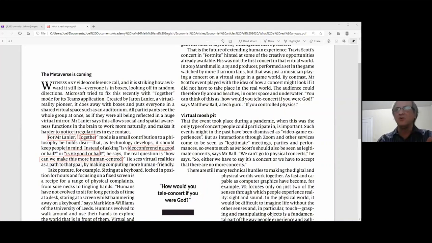Right now we have Zoom, and Zoom is very good, but we're all in different places and we're all in boxes. He sees virtual reality as the way to make this even better.